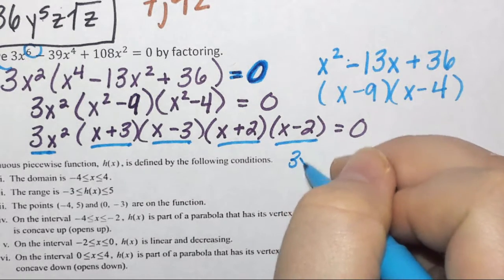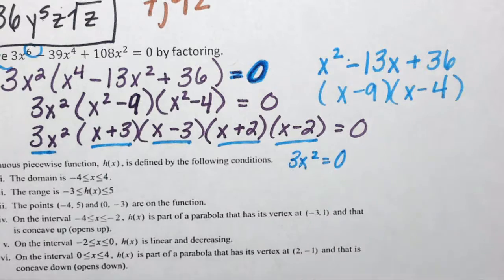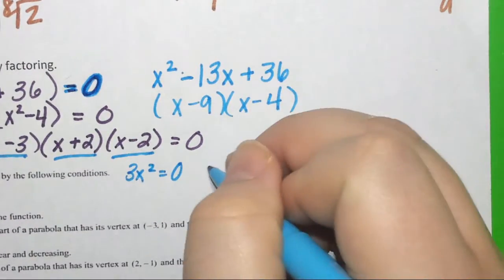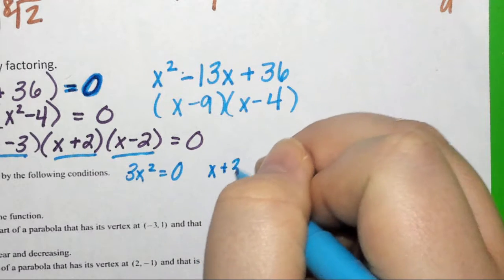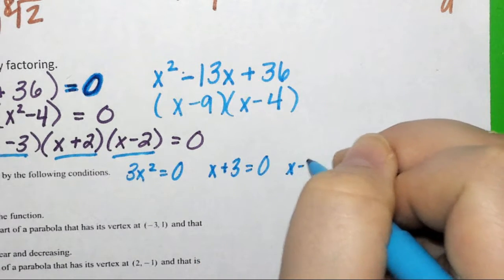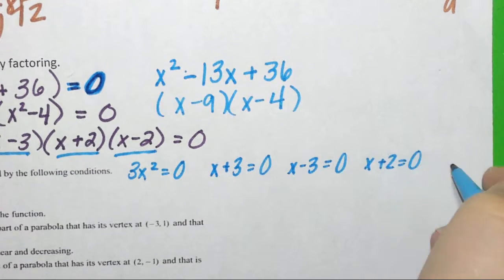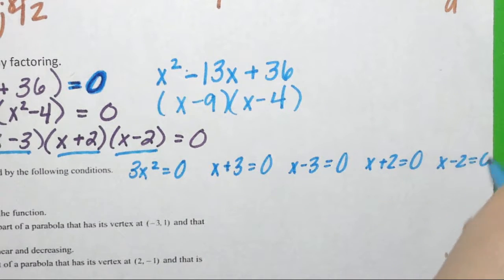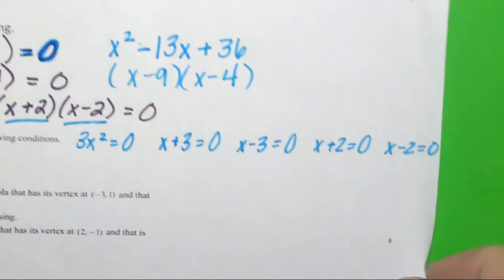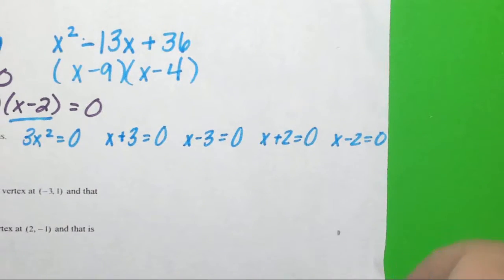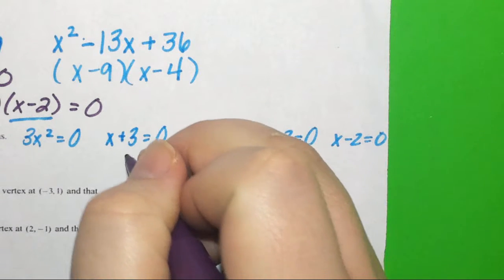Okay, so if I set 3x squared equal to 0, that's the first one. And I set x plus 3 equal to 0, x minus 3 equal to 0, x plus 2 equal to 0, and x minus 2 equal to 0. I set them all equal to 0. I took each of them all by themselves, put them equal to 0. The 3's and the 2's are easy. What do I get with the first 3? X equals what?